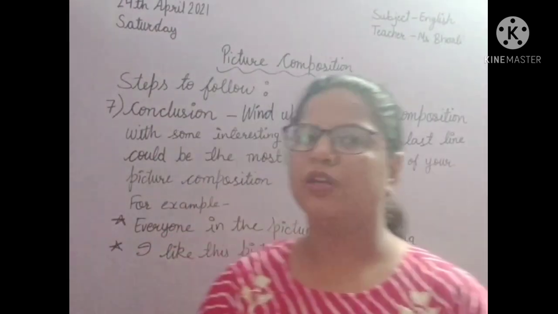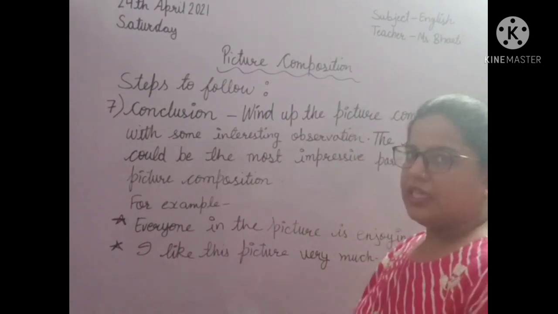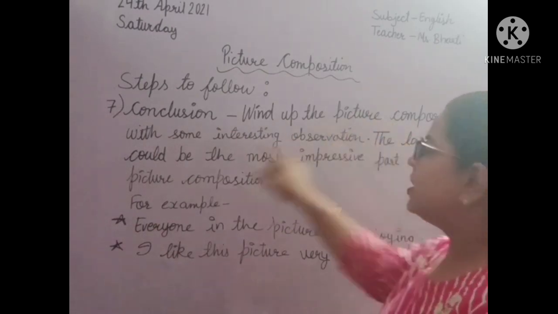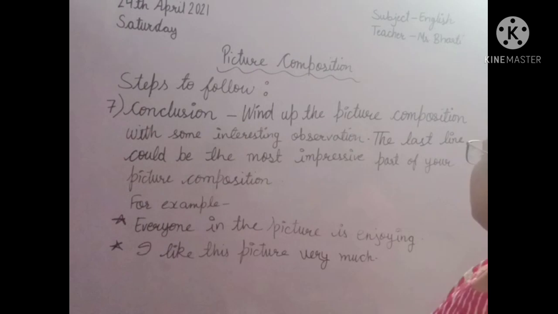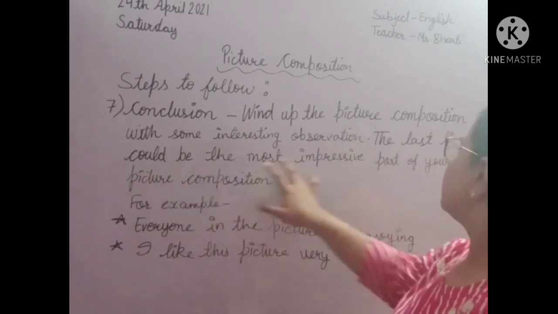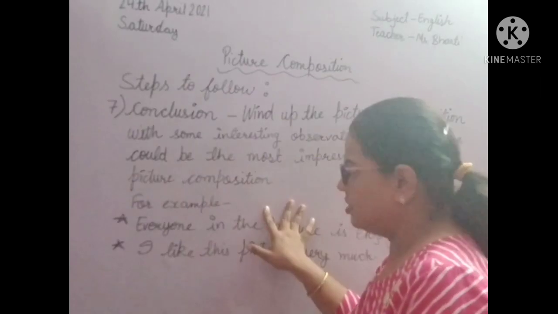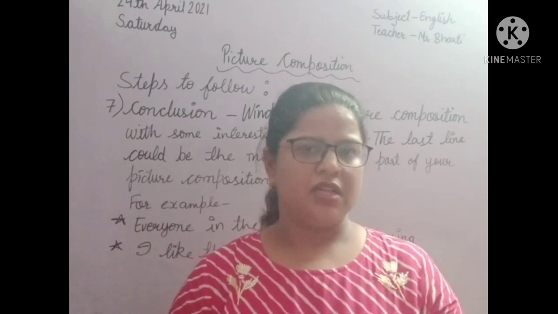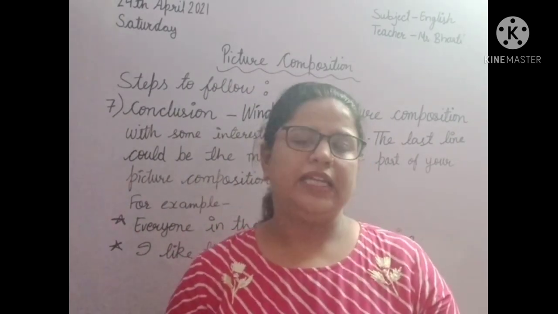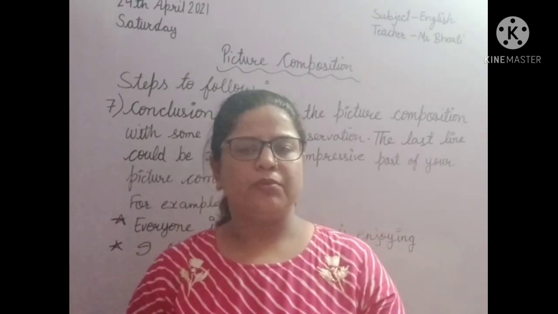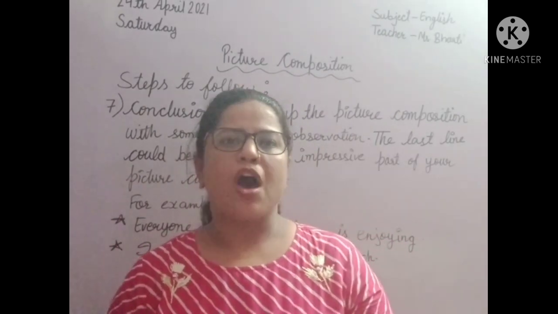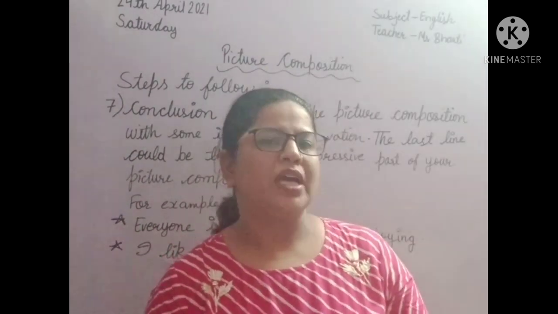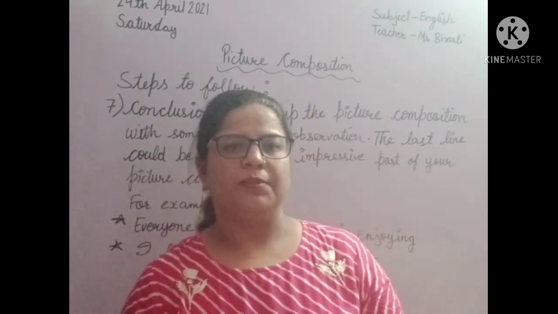Next step is conclusion. It means we need to wind up the picture composition with some interesting observation. The last line could be the most impressive part of your picture composition. The last line tells the reader or the listener about how well you observe the picture and how well you are able to explain the picture to the other person.